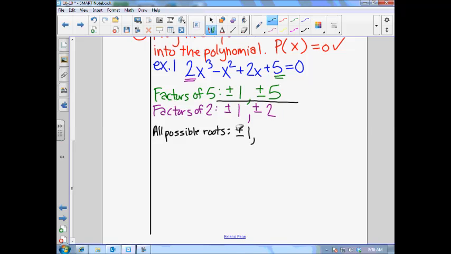Now using the 1 as the denominator again, we're going to move over to the 5. What is 5 divided by 1? 5. What is negative 5 divided by negative 1? 5. But what if one of them is positive and the other one's negative? Negative 5. So we're going to have plus and minus 5.